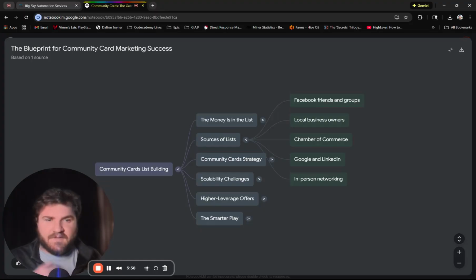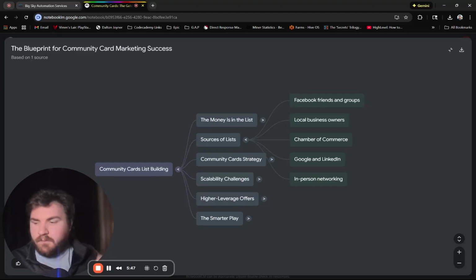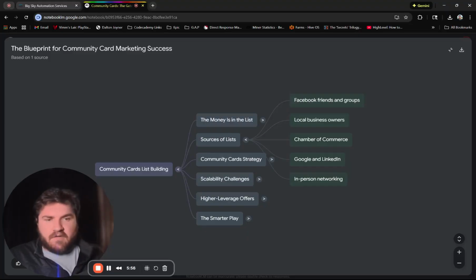Build the list. Next, you've got Google and LinkedIn. There are data scrapers out there that you can use to pull emails from LinkedIn and also Google. Build your email list that you can email to later. And then you've got in-person networking, where you can trade business cards, talk to people, and see if they're interested. It's just another way of getting customer information that you can market to later.